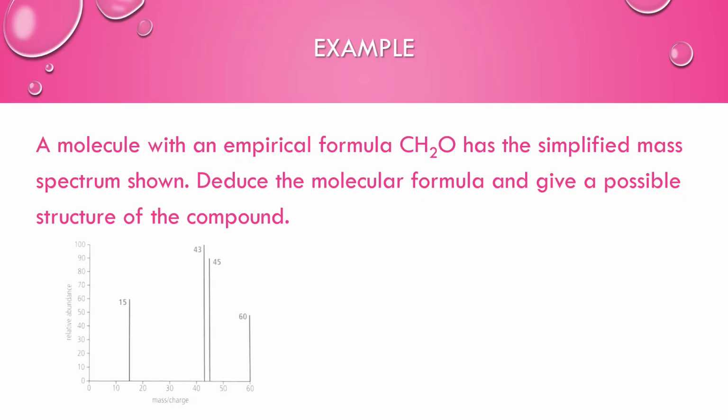So let's look at a couple example questions. We've got the empirical formula CH2O, simplified mass spectrum shown below. Deduce the molecular formula and give a possible structure. So empirical formula, if I add up the mass of those things, I get that it's 30 grams per mole. But if I use my mass spectrum, I know that the largest one is always my molecular mass. So that means that since it's twice as big, my formula has to be twice as big.